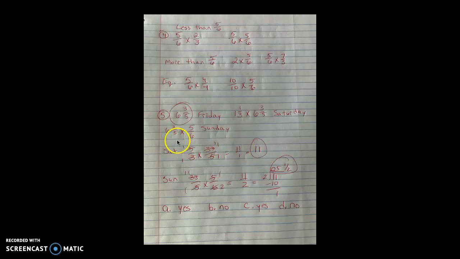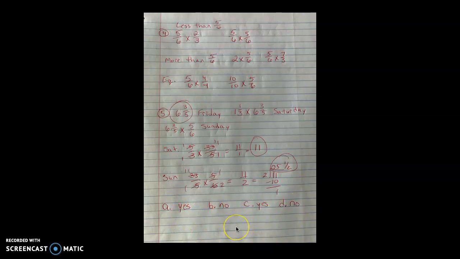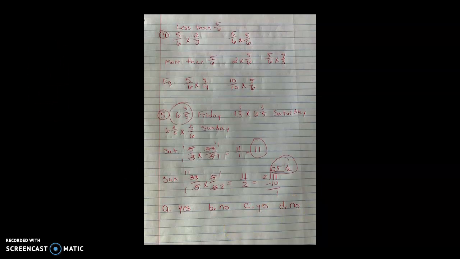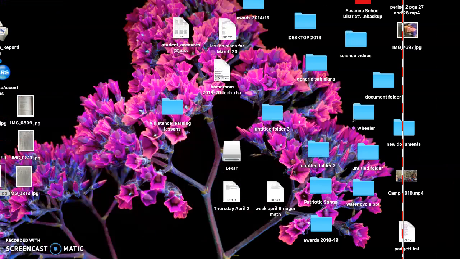On Sunday, I have to multiply my 6 3/5 times 5/6. So again, improper fraction, cross-cancel my 5's and I got 1's. Cross-cancel, dividing by 3, I got 2. Divide by 3, I got 11. I multiplied straight across, so I got 11 over 2. When the top number is bigger, remember you divide. So I got 5 1/2 miles on Sunday. So then I use that information. A is a yes, B is no, C is yes, D is no. If you have any questions on these, make sure you email me so I can help you.